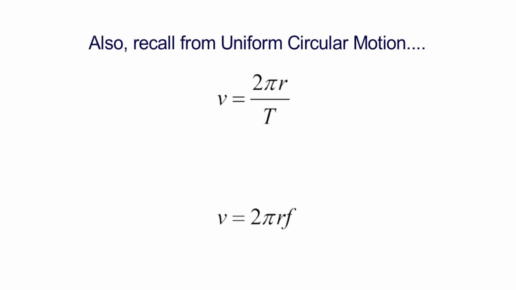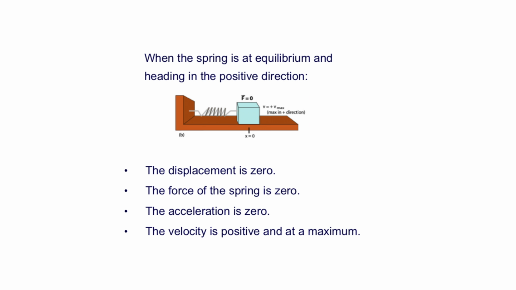For simple harmonic motion, we also must recall equations from uniform circular motion. We must remember that velocity is equal to 2 pi r over t, and velocity is equal to 2 pi r f. Let's go over what happens when the spring is at equilibrium and heading in the positive direction. We must know that the displacement is 0, the force on the spring is 0, the acceleration is 0, and the velocity is positive and at a maximum.